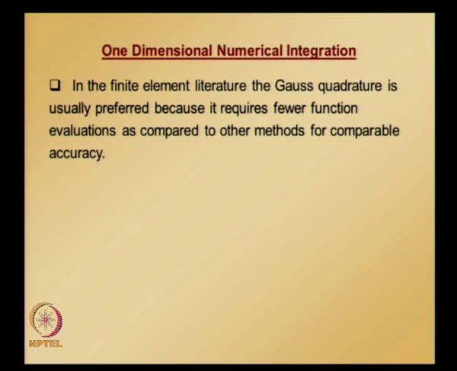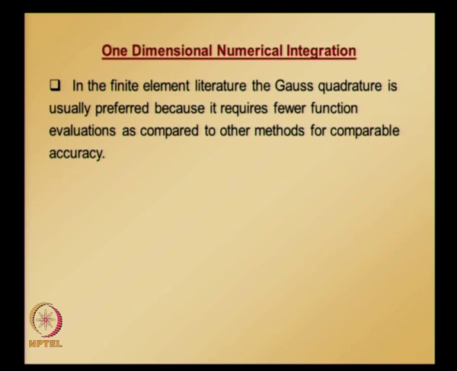In finite element literature, the Gaussian quadrature is usually preferred because it requires fewer function evaluations as compared to other methods for comparable accuracy. This is what we have discussed in the last class, and here I am briefly reviewing what we have done in the last class before I proceed further.